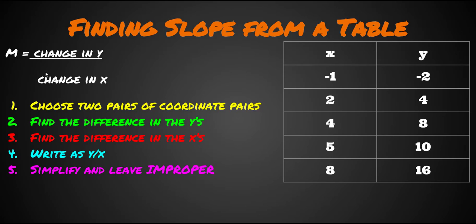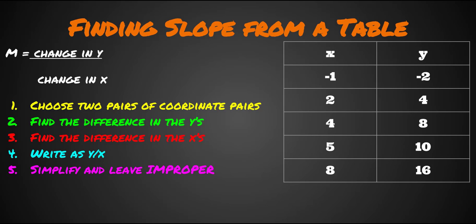I'm going to look at the steps, and then we're going to see actually how it works visually. So I'm going to choose two coordinate pairs. Then I've got to find the difference in the y's. Then I'm going to find the difference in the x's. Then I'm still going to write it just like before. It's y over x. And then I'm going to simplify and leave it improper if needed.